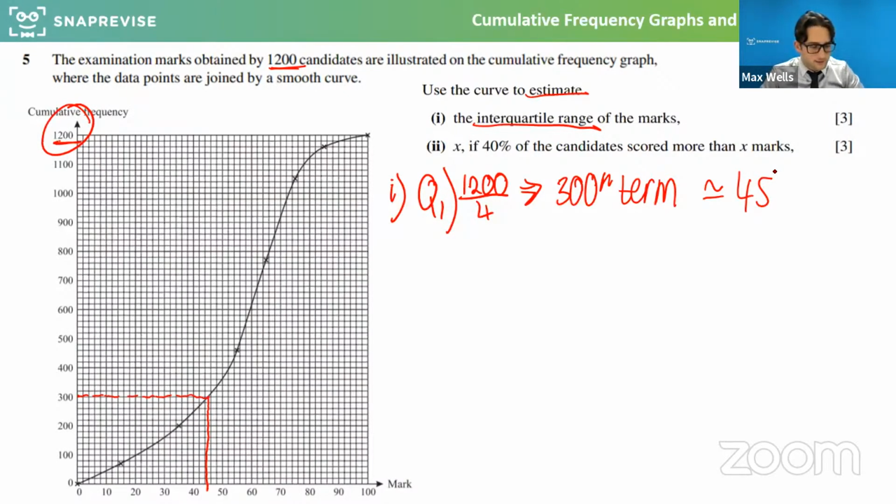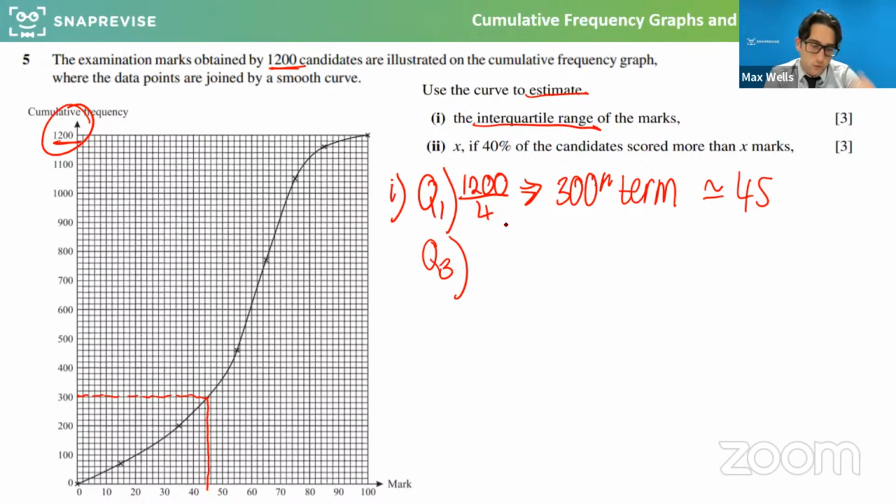Does that make sense? Apologies, my line was a bit wobbly there. Try and do that again. Does that make sense? Is that okay? So that's the first quartile. Now we're trying to find the interquartile range. So I could find the second quartile, the median, but the one I really want is the third quartile, Q3.